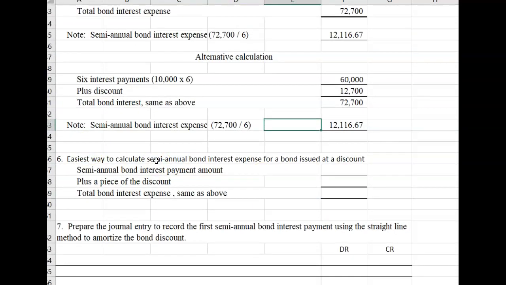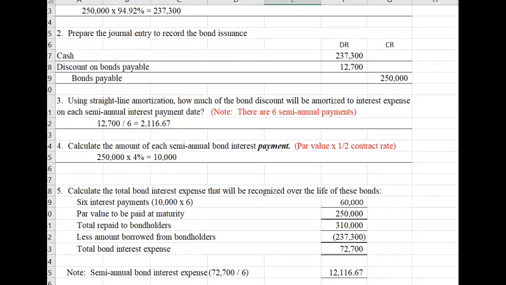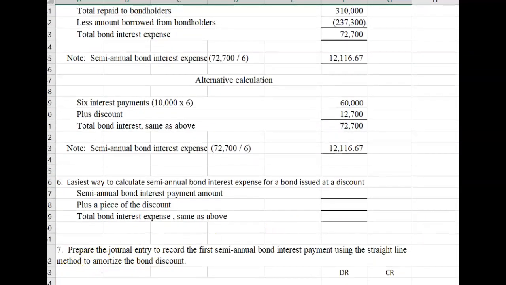And there's one more way I want to show you, and I think it's the easiest way to calculate the semi-annual bond interest expense for a bond issued at a discount. We're going to take the semi-annual bond interest payment of $10,000 and add to that a piece of the discount. And as the bond is amortized on the straight line basis, we already calculated the piece of the discount. $12,700 divided by 6 payments is $2,116.67.